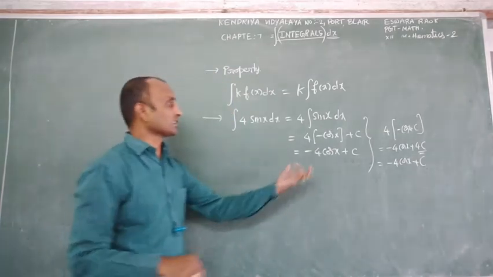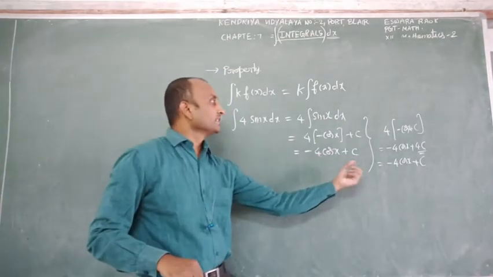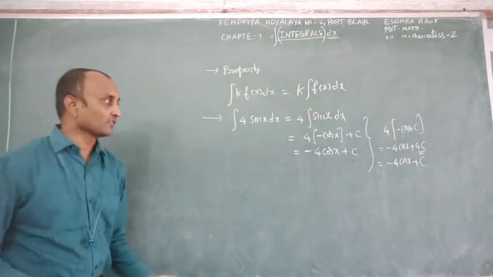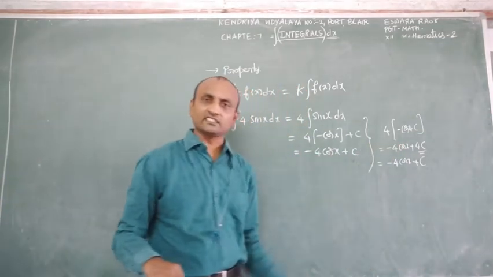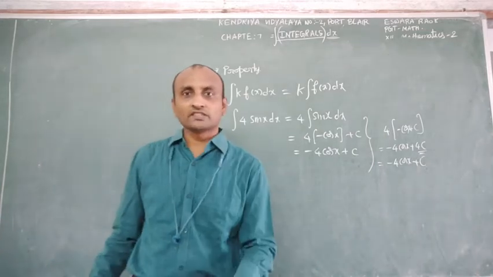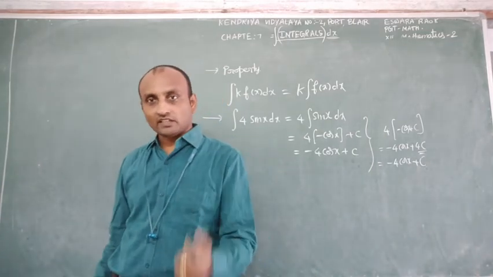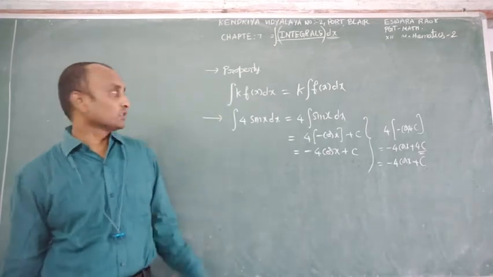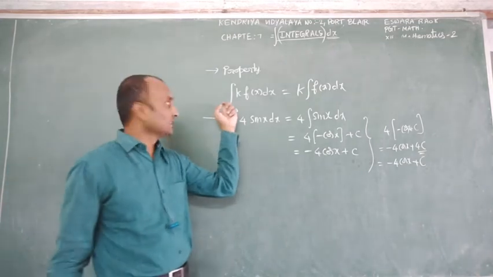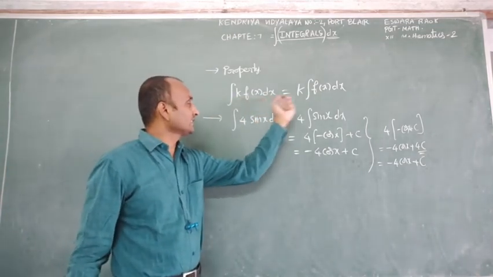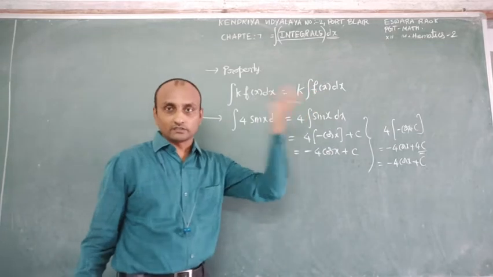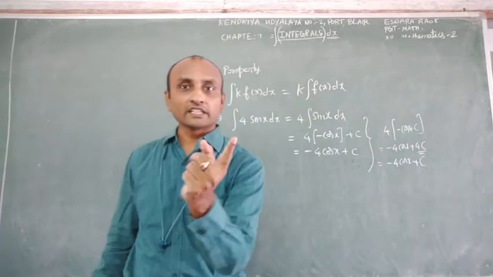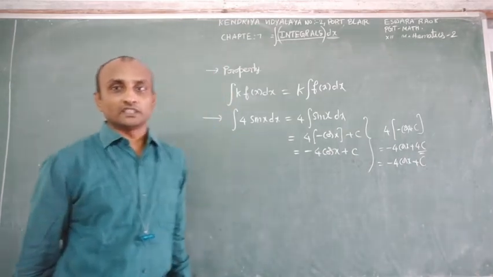So however you write, not a problem, because if you differentiate this, you get the same answer. Instead of taking 4c like that, we take only c. No issue, because when you differentiate, it becomes 0. Differentiation of constant c is 0. Differentiation of 4 into a constant is also 0. So the property is: integration of k into f of x dx is k integration f of x dx. The constant will be taken out, only when the constant is multiplied by the function.